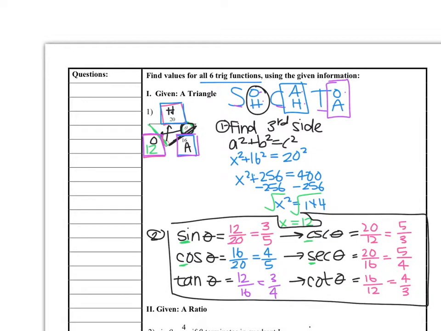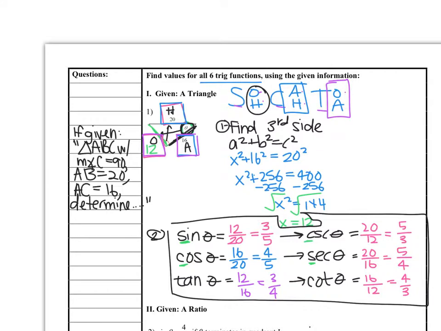One thing I want to point out is that sometimes they don't just give you the triangle, they make you draw it. So if they say something like this, triangle ABC with measure of angle C equals 90, AB equals 20, AC equals 16, determine all 6 trig functions. I'm not going to write that part out, but say that that's what they gave you.